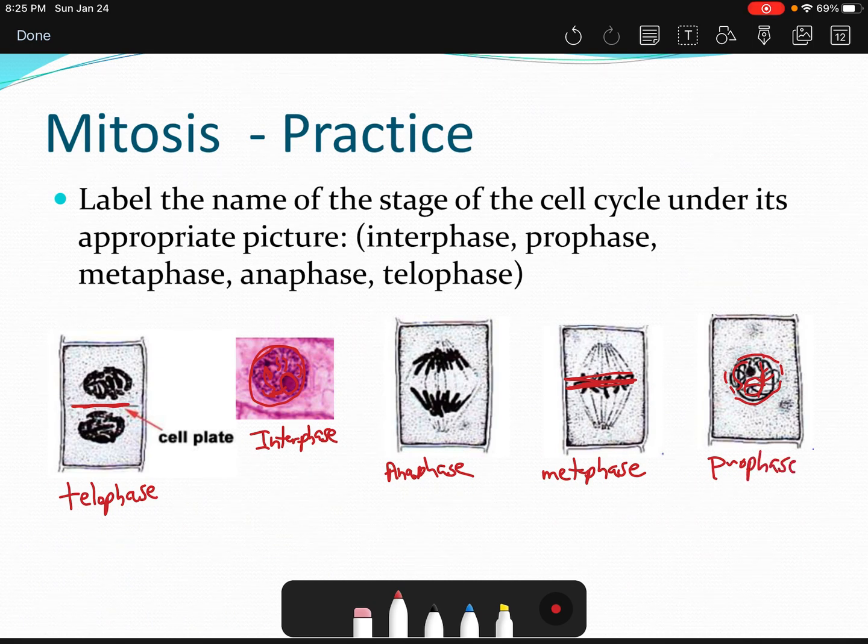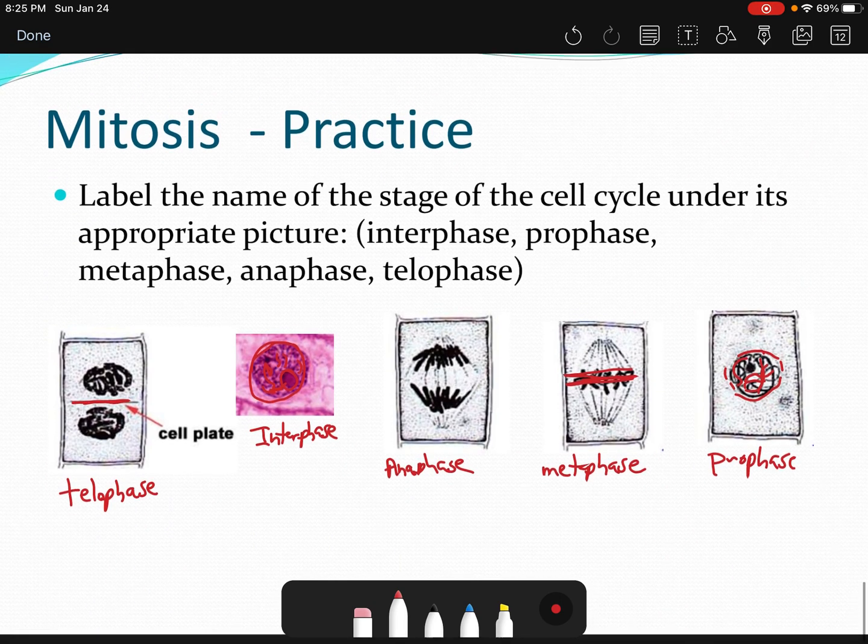Okay, so you're going to have to find those when you do your onion root tip lab under the microscope. You're going to have to find these different phases and be able to identify them. And that's the end of this section.